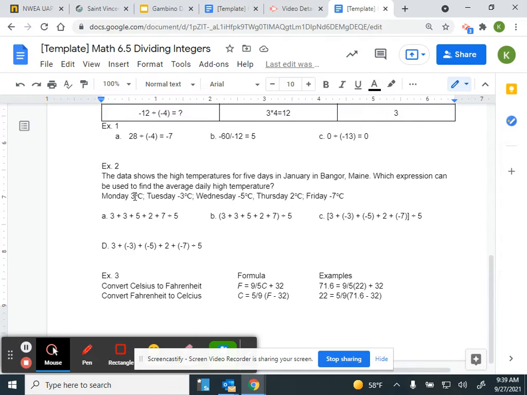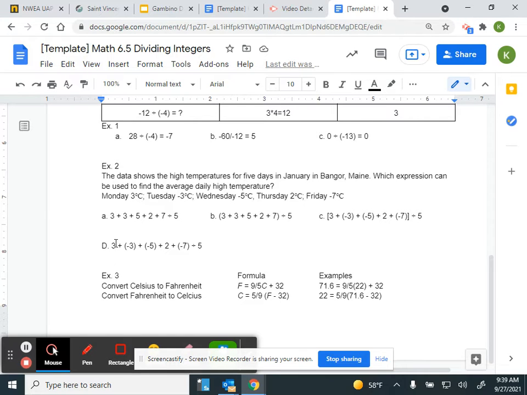But look, some are positive and some are negative. So what do we need to see in our expression? We need to see some positives and negatives. So if these are all positive, is it using the correct numbers? No, so it can't be A. Look at B. These are all positive. Is it using the correct numbers? No, we need to have some negatives. Now this one, we see there's some positives and some negatives. We see the divided by 5, and we see that there's these brackets.